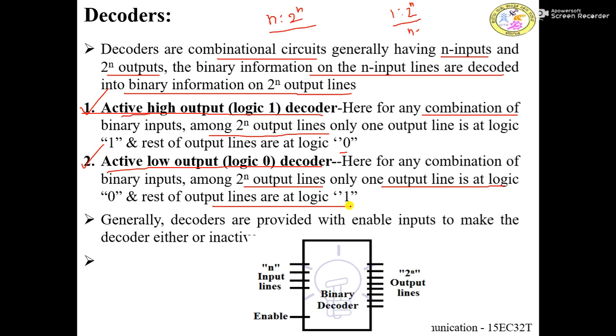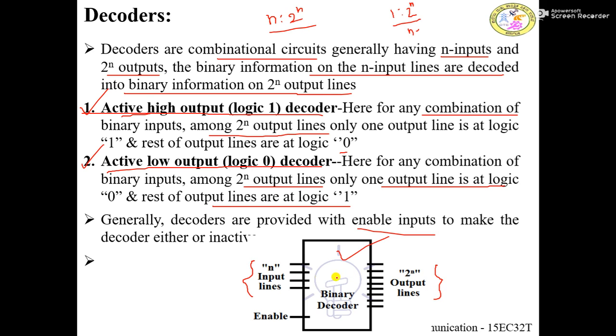Again, as in the case of multiplexers and demultiplexers, here also we will find one more pin, that is the enable pin. This is an active high enable pin, or it may be an active low enable pin. It is used to either activate or deactivate this logic system. So you can see the logic symbol here. It consists of n input lines and 2 to the power of n output lines.